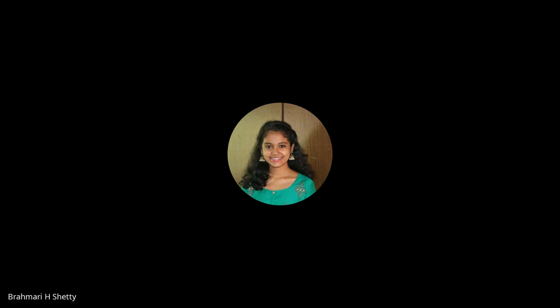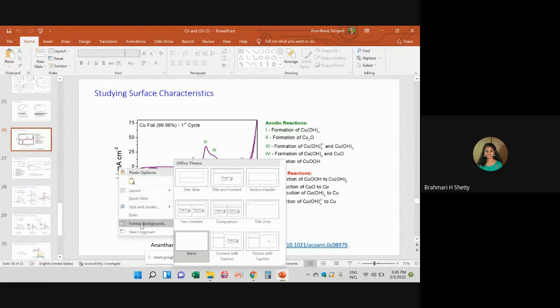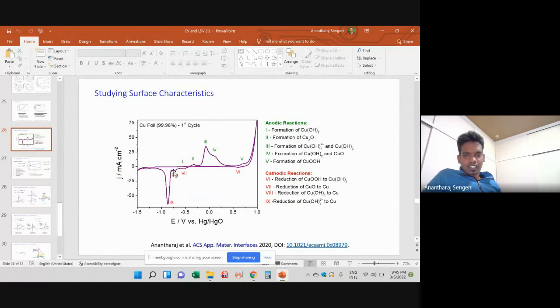In which medium are you working? 1 molar KOH, sir. Everything I tried in 1 molar KOH. What is the reference electrode? Ag/AgCl, sir. Do not use Ag/AgCl because there are a lot of issues with using it. So something like this, right? Yes, sir, I've come across this in one of your papers.